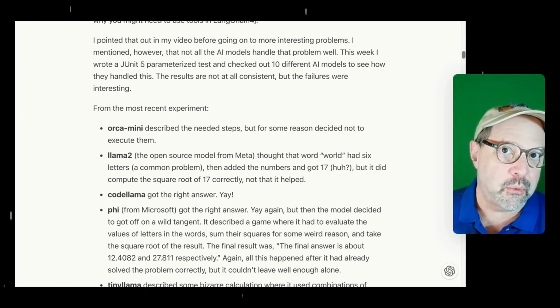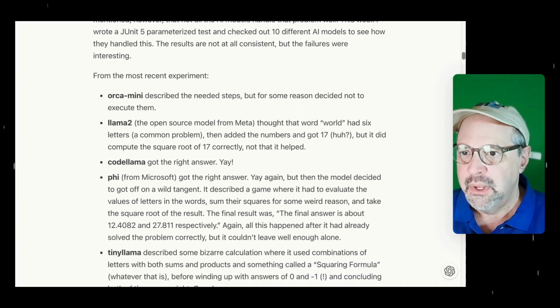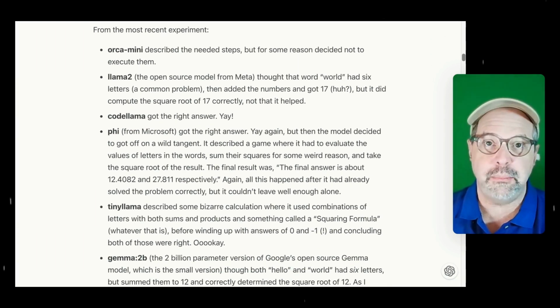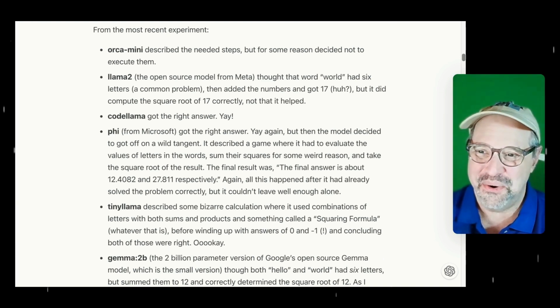And here's a summary of some of the results. I'm not showing all of them because they're not consistent anyway. So the one called Orca Mini, which is relatively small, described all the needed steps, but decided not to invoke them. I don't know why.